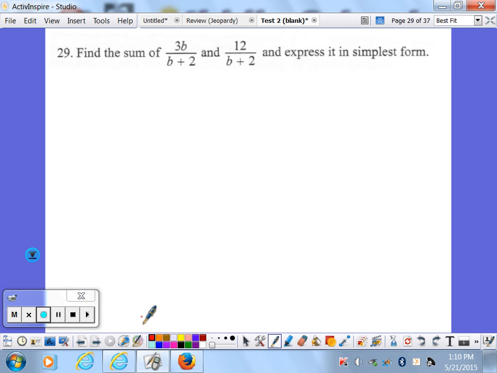Number 29, find the sum. We have 2 fractions here and express it in simplest form. This is actually a topic that comes from the 8th grade curriculum. However, we do need to just follow our fraction rules. So remember that sum really means to add them. So that means I'm going to write 3b over b plus 2 plus 12 over b plus 2.